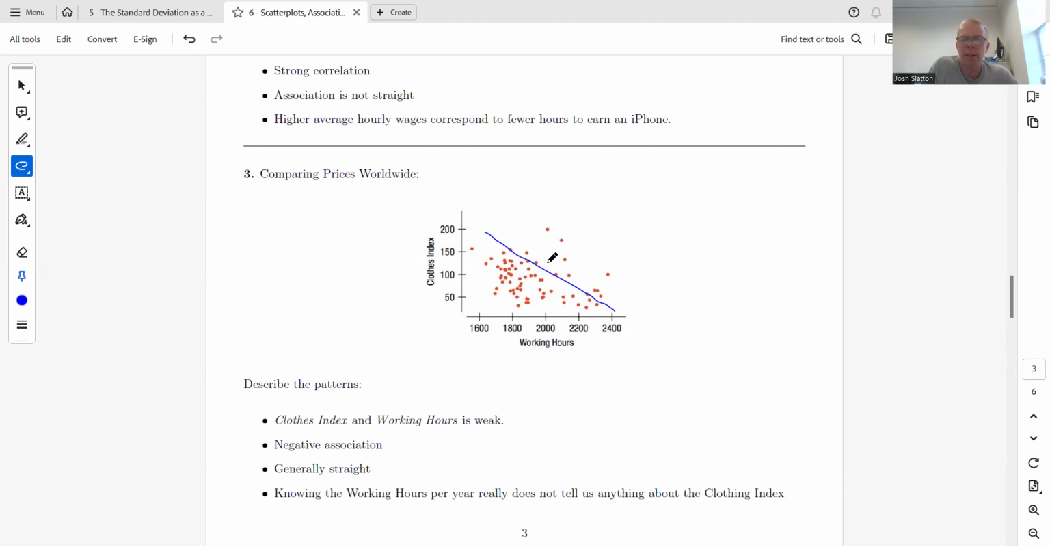Generally straight, definitely negative. And knowing the working hours per year does not tell us, I mean, I guess it tells us something. If the working hours are high, the clothes index tends to be low, but I don't know how good of a prediction we can make, especially with these up here. The working hours is going up, but these are also still up. And then we have some down here where the working hours is down and the clothes index is down. So not everything typically follows the pattern. And so that just indicates there's a weak association.